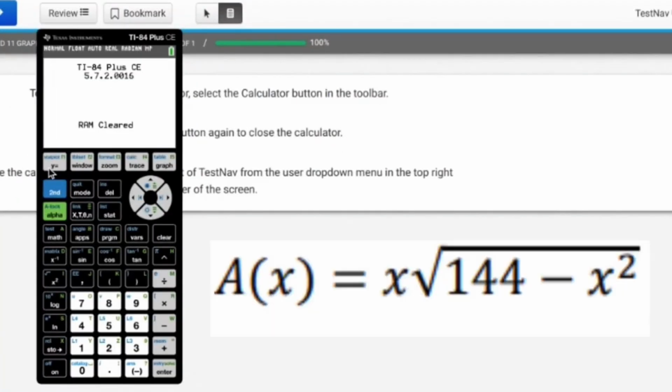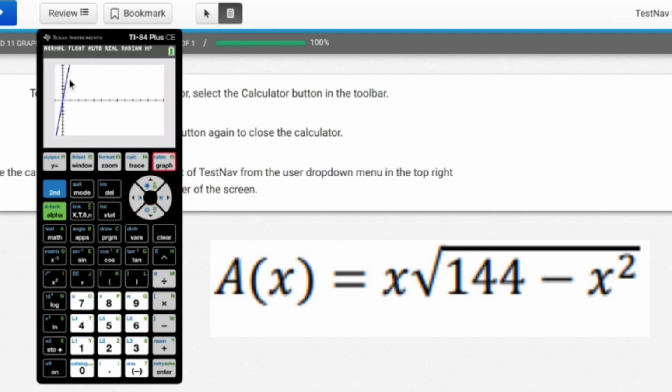All right, so let's go to our calculator and type out this function. We've got x times the square root of 144 minus x squared. Now, what we know is our domain is everything from 0 to 12, not including. So let's change our window and make it like -1 to 13 so we can see what we need to see. Okay? Boom, graph.